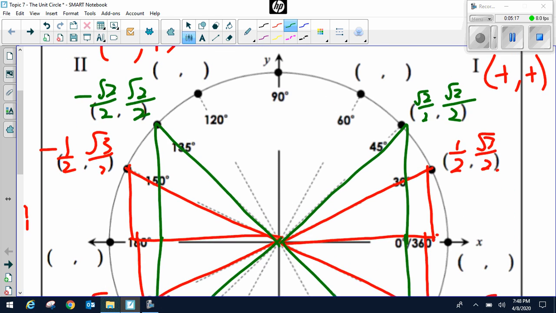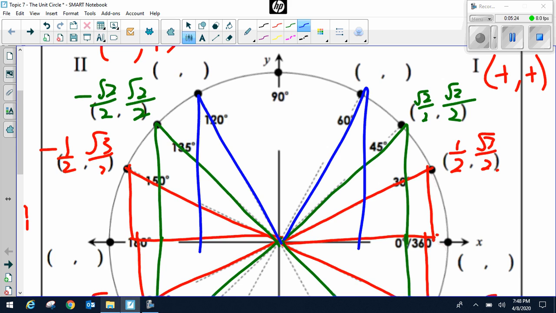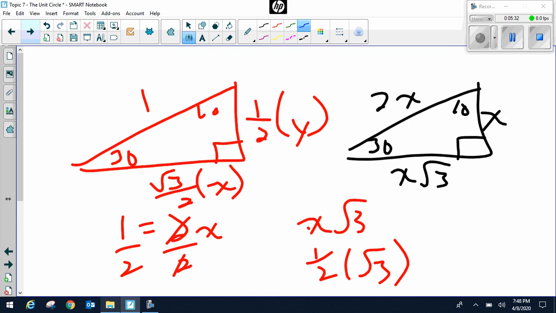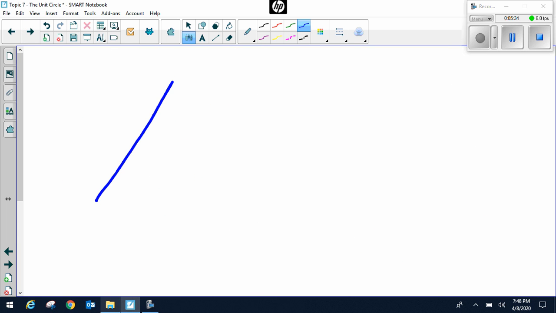Then you have one last triangle that exists, and that's this one. And these are also 30, 60, 90 right triangles. Okay, so let's go to it. But this time the 60 is in the bottom and the 30 is in the top. Again, the hypotenuse is 1.